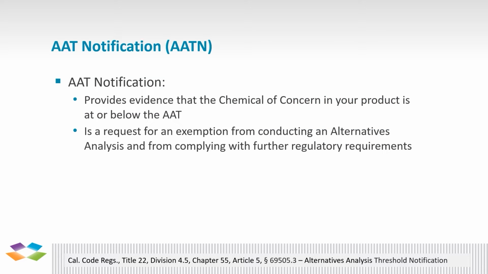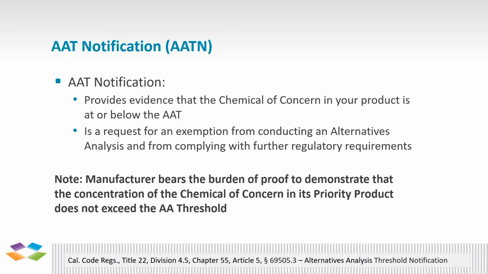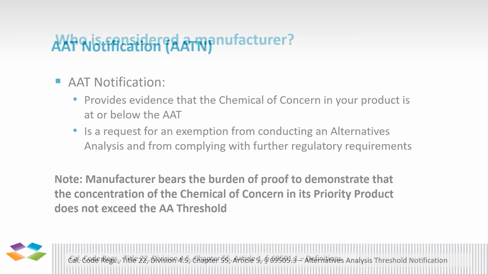The AAT notification provides evidence that the chemical of concern in your product is at or below the AAT, and is a request for an exemption from conducting an alternatives analysis and from complying with further regulatory requirements. It is important to note that the manufacturer bears the burden of proof to demonstrate that the concentration of the chemical of concern in its priority product does not exceed the AAT threshold. You, the manufacturer, have control over the chemicals used to make your product, so you have the exclusive duty to comply with this part of the SCP regulations.